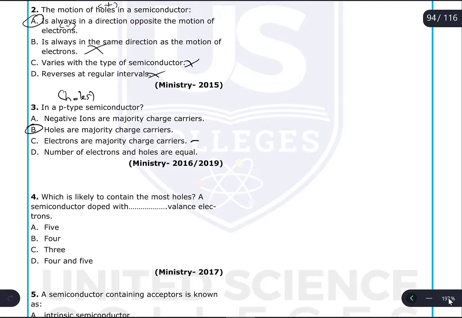As we know, no. Number of electrons and holes are equal. In p-type semiconductor, maybe you can say number of positive charge and negative charge are equal, but number of holes and electrons are not equal. No, this is not the correct answer.